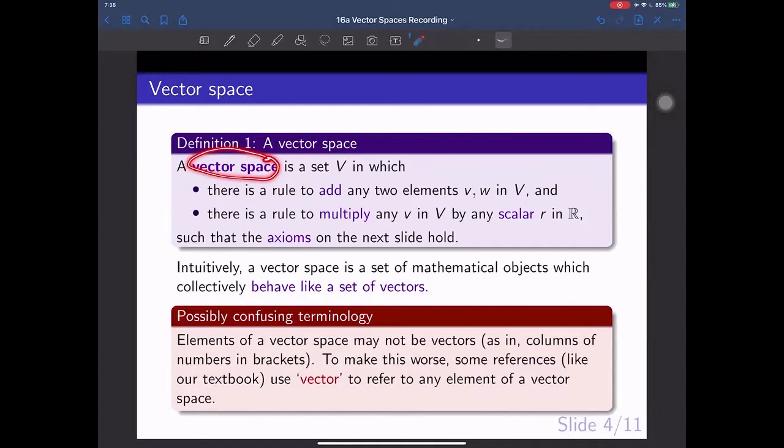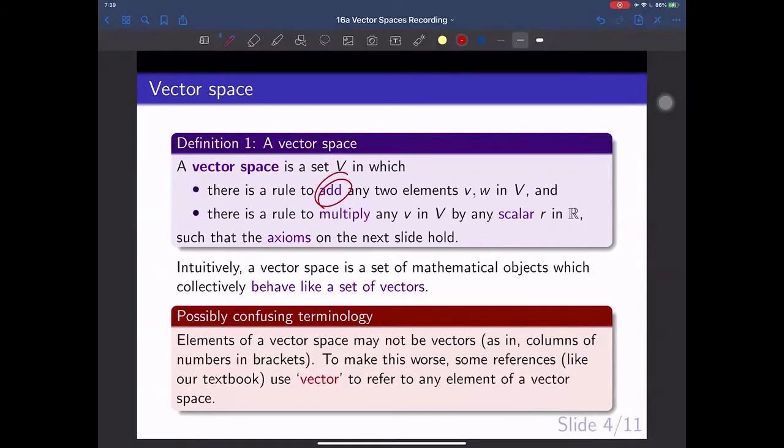A vector space is a set of mathematical objects such that we know how to add two objects to get another object in that set, and we know how to multiply an object by a real number to get another object in that set. We also need some axioms.